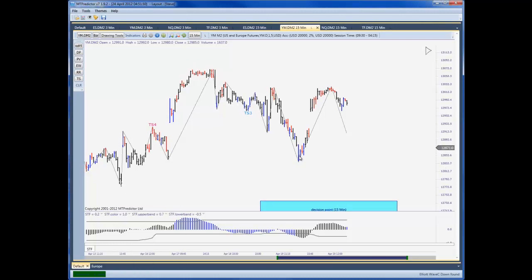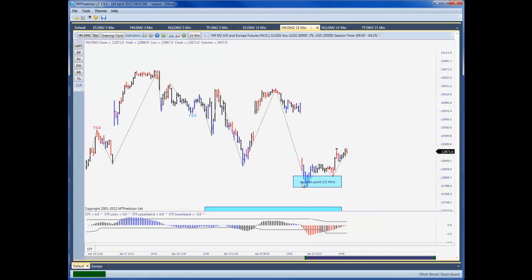Here's another important pivot here. You see you can put them on in different places, so you're ready in advance for support zones. We go forward, and here you can see the YM came down, came into this 15-minute decision point support zone, and then rallied the rest of the day.